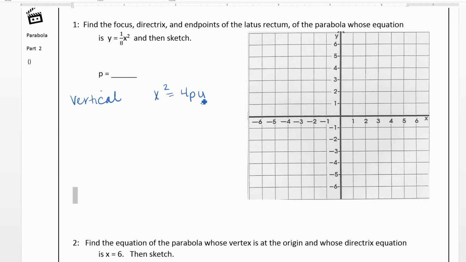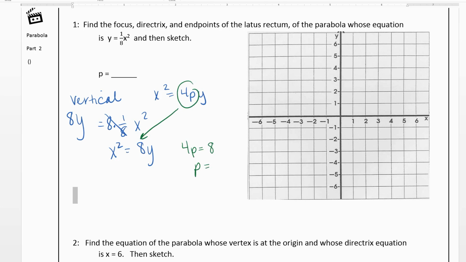So to do that, since we right now have y equals 1/8 x squared, we're going to multiply both sides by 8 so that this cancels out. So that gives us x squared equals 8y. Now notice that 8 is our 4p, right? That's what's in front of the y. So 4p equals 8, which tells us our p is equal to 2. So we're centered at the origin here.